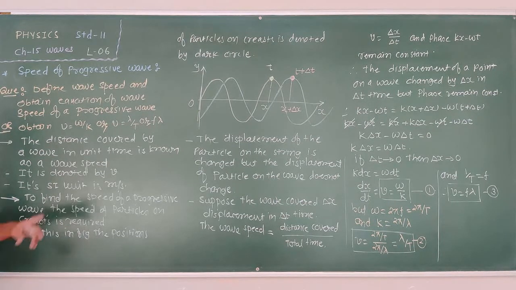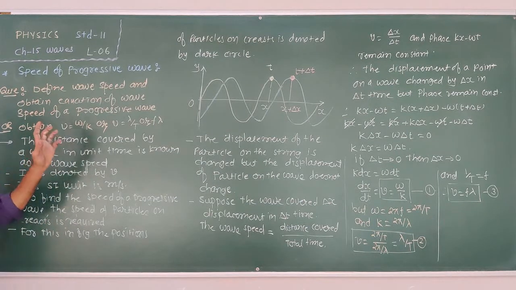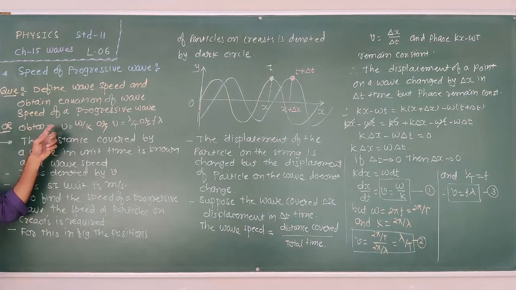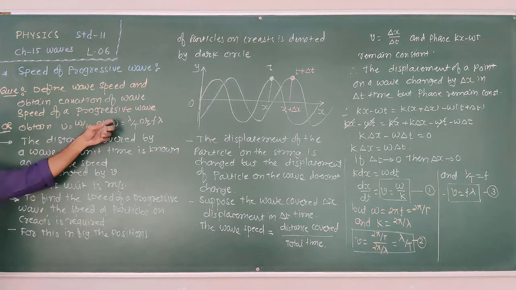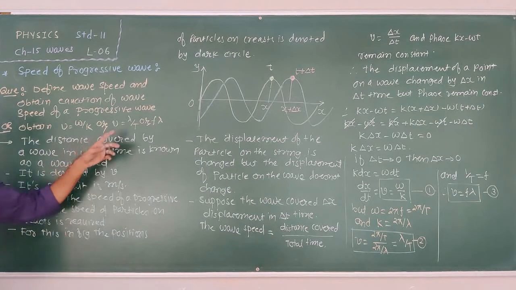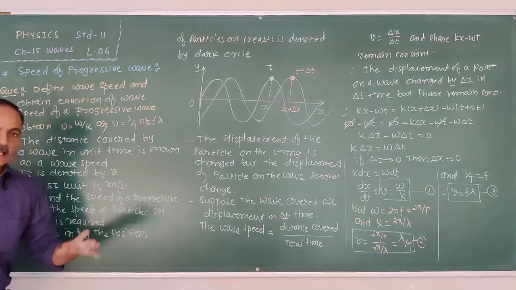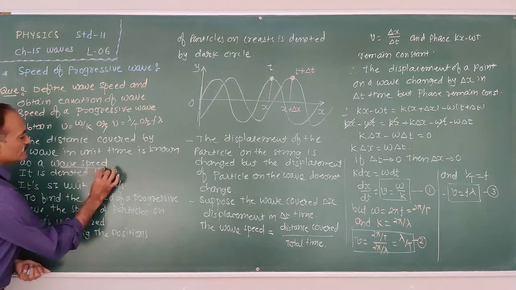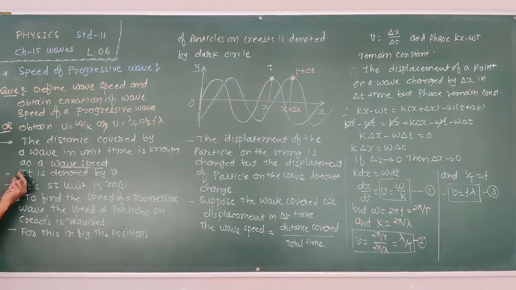Well, the question is: define the wave speed and obtain the equation of the wave speed of a progressive wave. Or in other words, for the progressive wave, obtain v is equal to omega upon k, or v is equal to lambda upon T, or v is equal to f lambda. First, the definition of wave speed. The distance covered by a wave in unit time is known as the wave speed. It is denoted by v. Its SI unit is meter per second. How do we derive the equation of the wave speed?